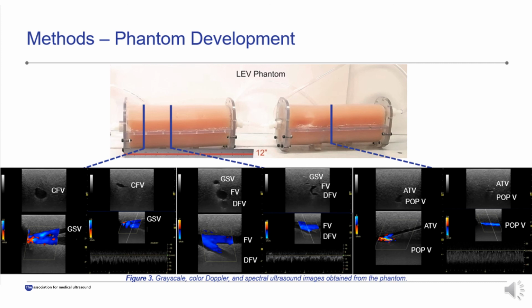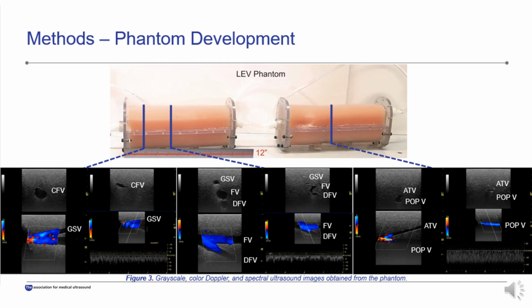The panel in the middle demonstrates the transverse view in the upper panels of the great saphenous vein, the femoral vein, and the deep femoral vein. And then in the upper panel on the right, you see compression is applied and the collapse of the great saphenous vein, femoral vein, and deep femoral vein. In the images in the lower panels in the middle image, you see the confluence of the femoral vein and the deep femoral vein with color Doppler, and then the pulse wave Doppler in the deep femoral vein.